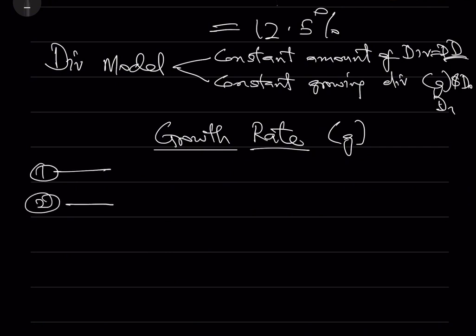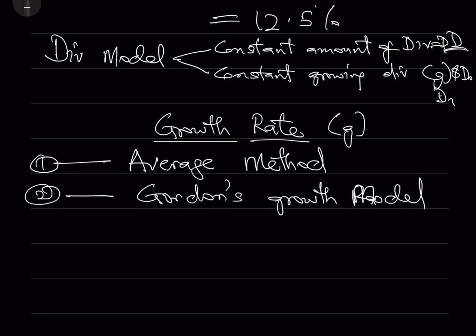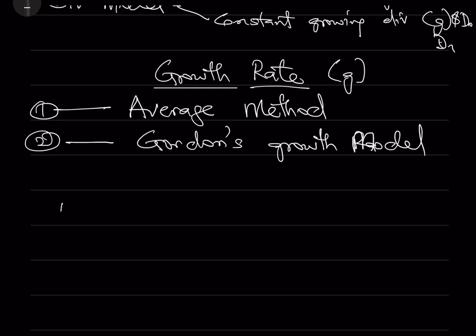The first method is the average method. All of these are extremely examinable. The second approach is the Gordon growth model. Gordon is someone's name. Let's deal with the average method first.